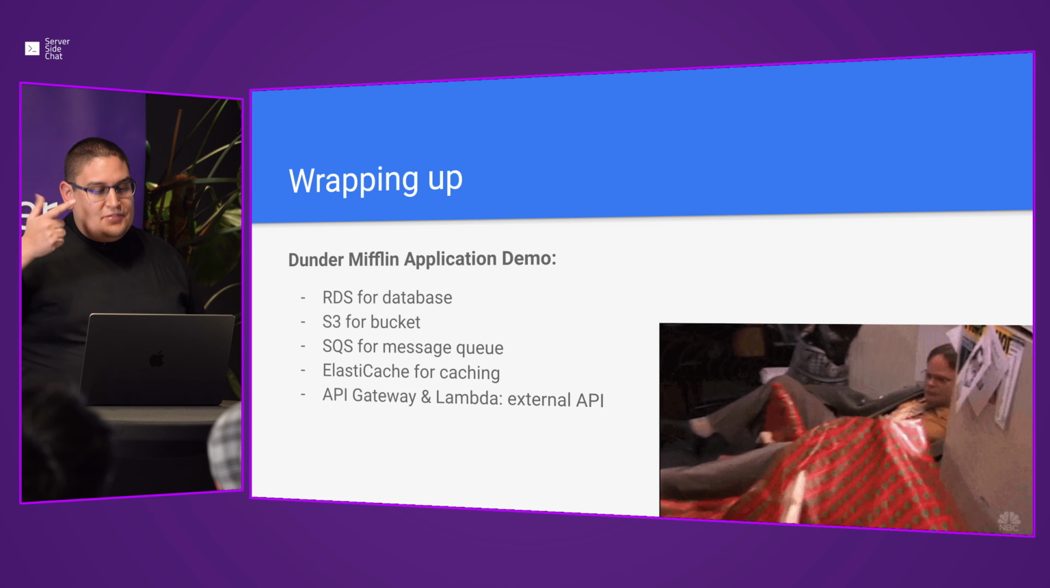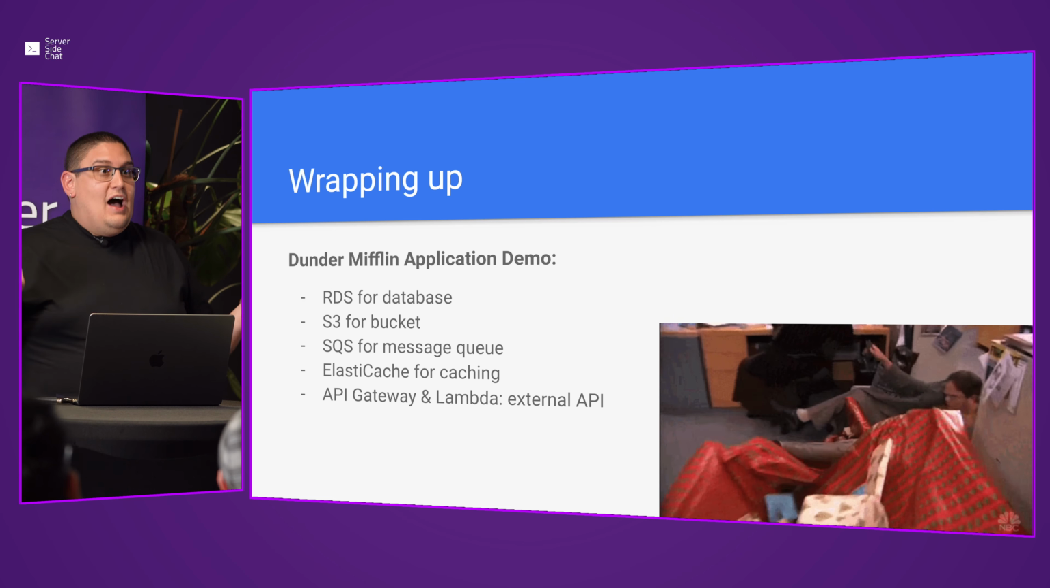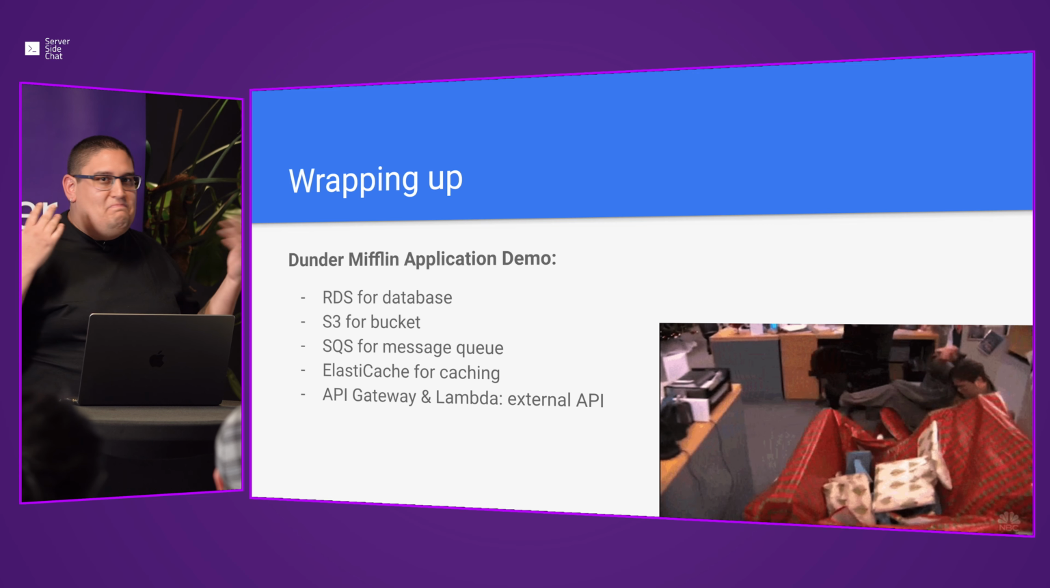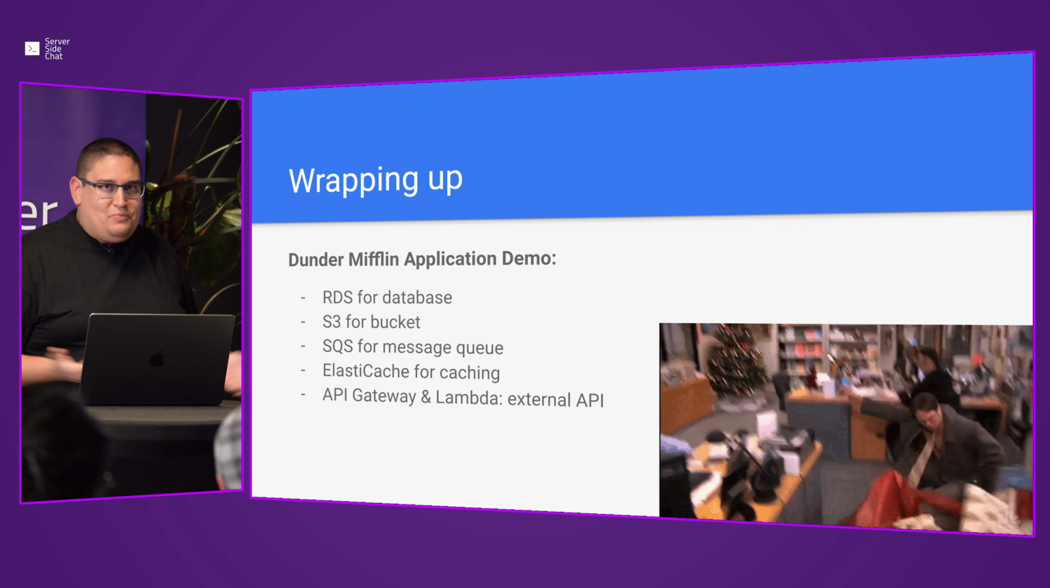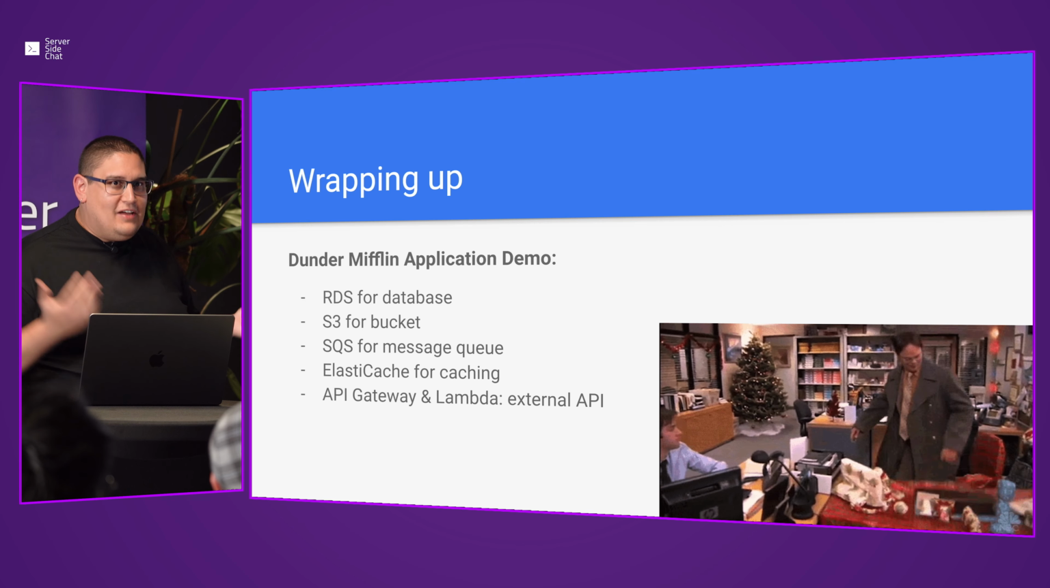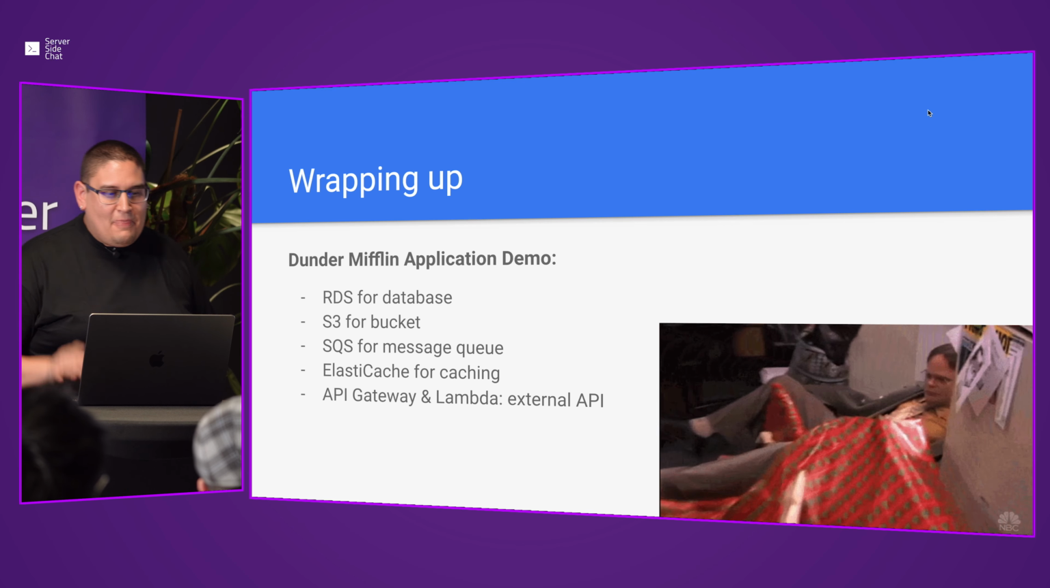Again, we use RDS, S3, SQS, ElastiCache, API Gateway. I think this covers like 90+% of the things that we can use in the cloud. It's very rare to use more than this.